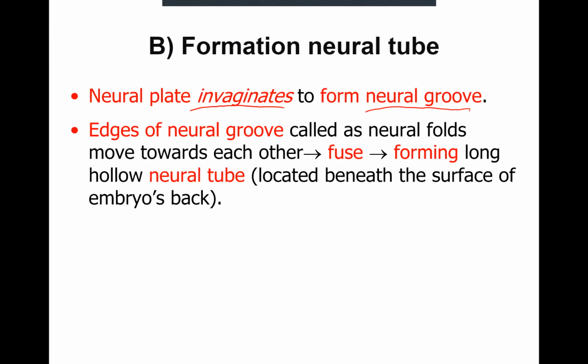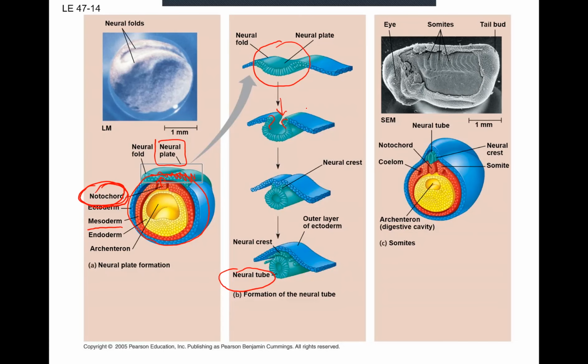Next, the edge of the neural groove, called the neural fold, moves towards each other and fuses. The edge of the neural groove is called the neural fold. The ends of the neural fold fuse together and form a long, hollow neural tube. This is what we call the neural fold. Imagine the edge of the neural plate forming the neural groove. As it forms the groove, these ends we call the neural fold. The edges of the neural fold meet together, this one and this one meet at the end, to form the neural tube.